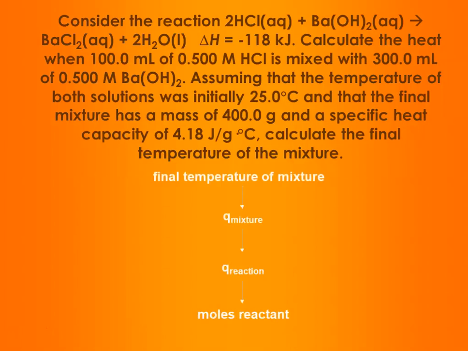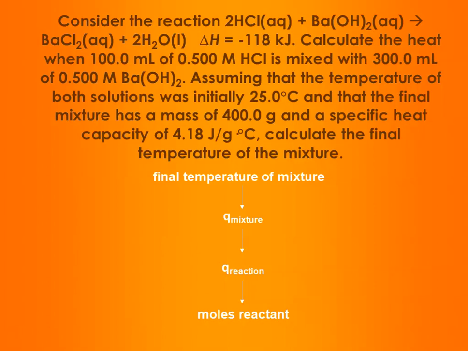And if we read the rest of the question, it says you can assume that the temperatures of both solutions started at 25 degrees and that the final mixture has a mass of 400 grams and a specific heat of 4.18. Let's calculate the final temperature of our mixture.